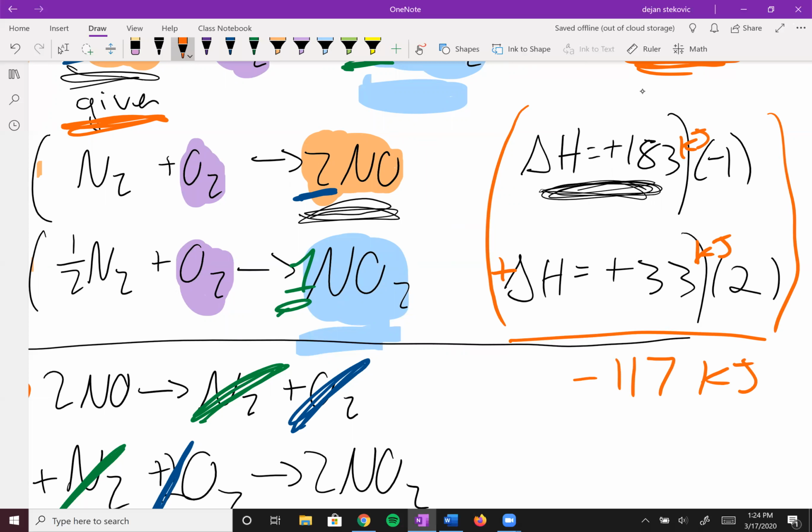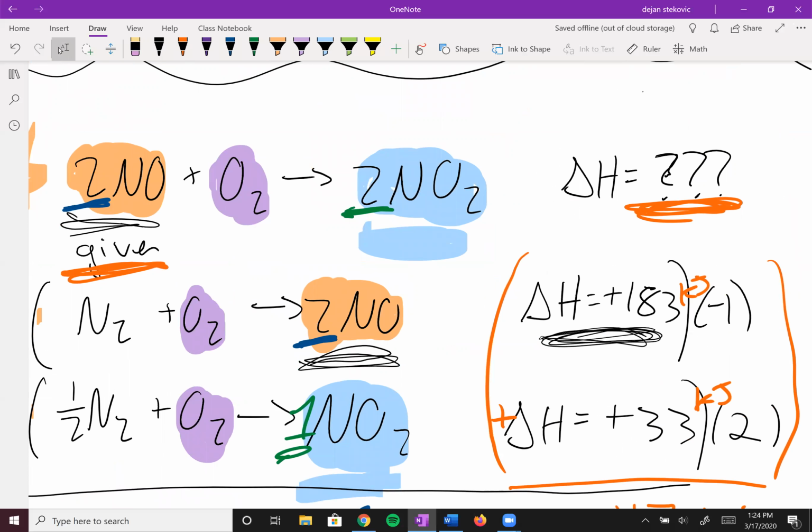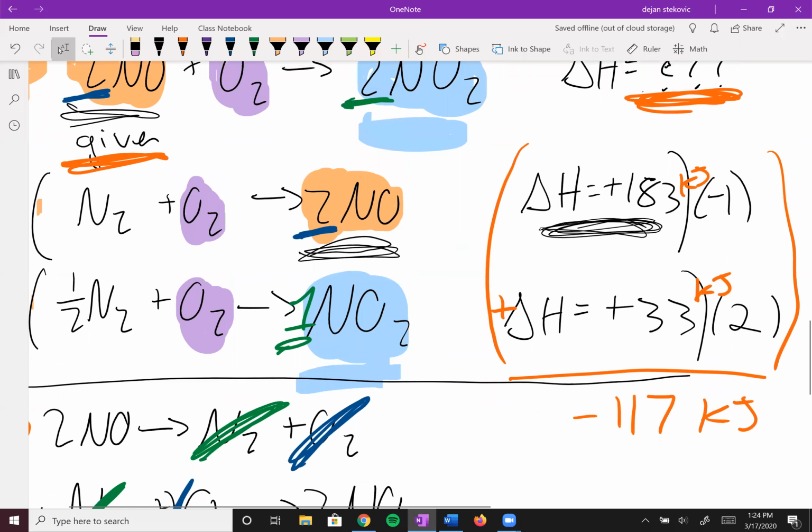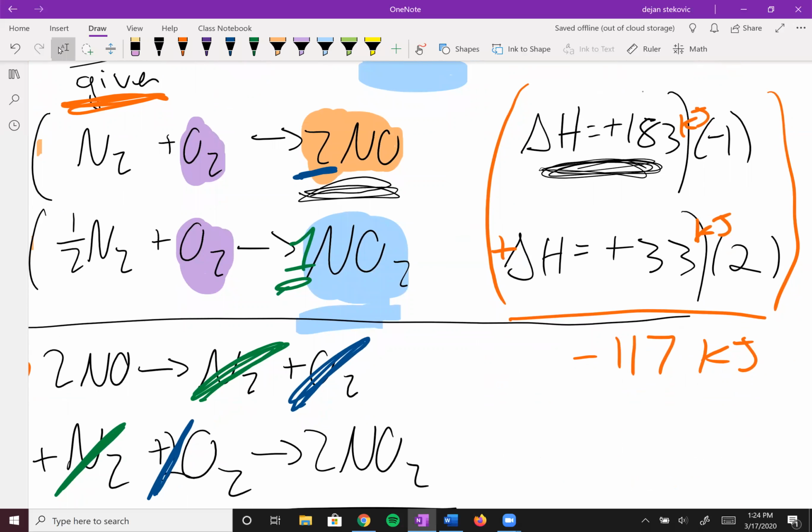Yeah, that's basically how you do this problem. If you want to flip a reaction, multiply by -1. If you want to double or triple it, multiply by 2 or 3. And then sum the equations up to try to get to where you want to go. We saw some examples in class. There's plenty of examples in your homework, so it shouldn't be too bad.